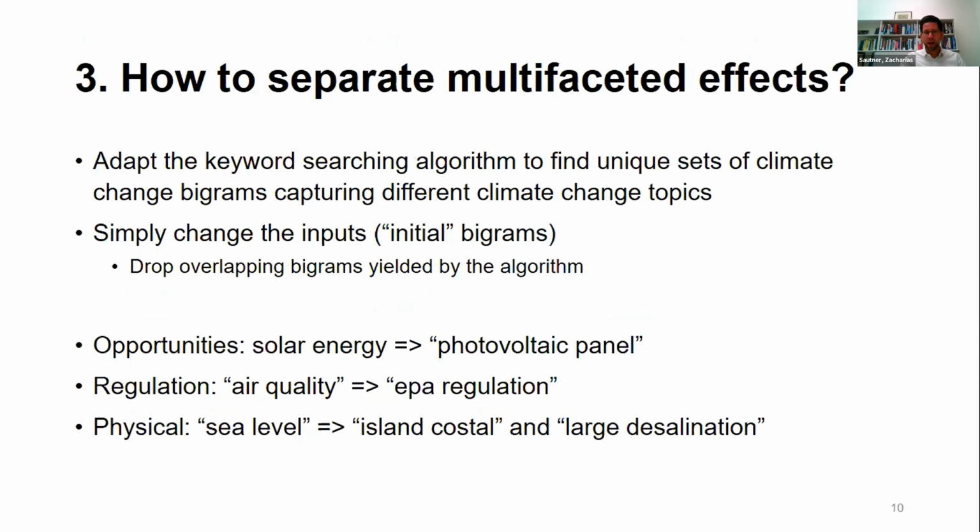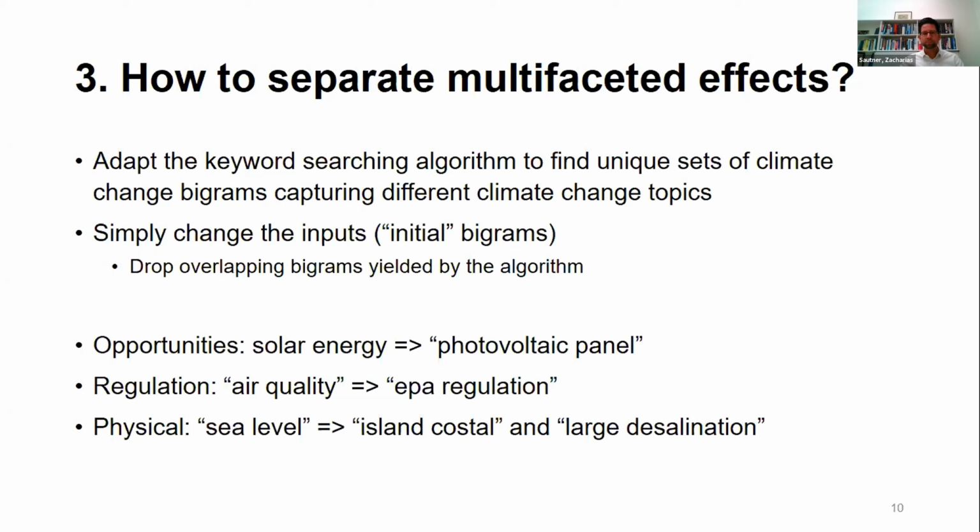So now that we have the list of bigrams, of course, one question is how do we separate a measure of overall exposure, which captures opportunities and downsides, everything together, into the three separate unique sets of climate change bigrams? Well, the answer is very simple. We are using the same approach as before. The only difference now is when we define the initial bigrams, the initial list of 50, we are now making three sets of initial bigrams that very clearly contain bigrams related to opportunities, regulatory risks, physical risk, or I should rather say regulatory exposure, physical exposure.